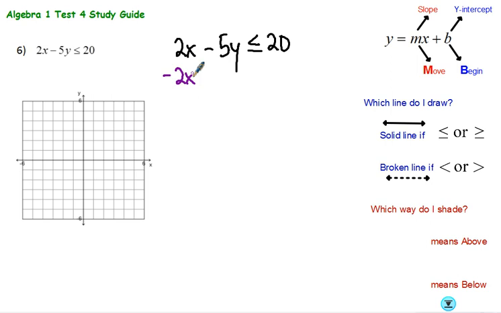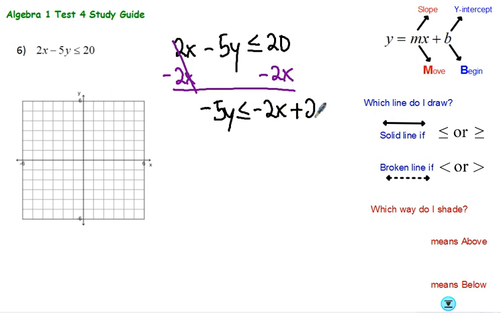All right, so again, first thing, it's in standard form. We want slope-intercept form. It has x and y on the same side. We want y by itself. So we're going to subtract 2x and move 2x over. And we'll bring down the -5y. X is always in the middle, -2x plus 20.